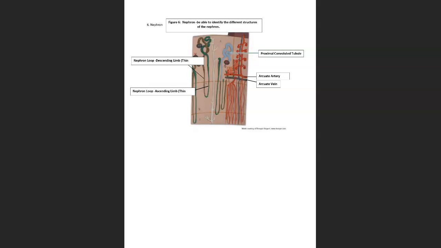The distal, sometimes also called the distal convoluted tubule. And then it empties into the collecting duct. So here's the distal tubule. Top here. Okay. Be able to differentiate also the descending limb from the ascending limb of the nephron loop.